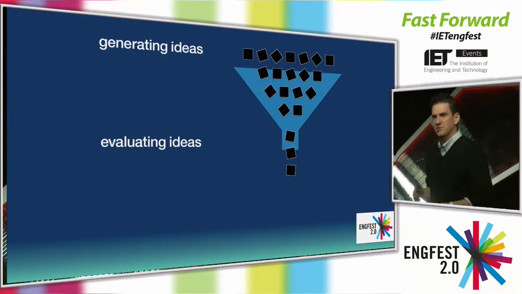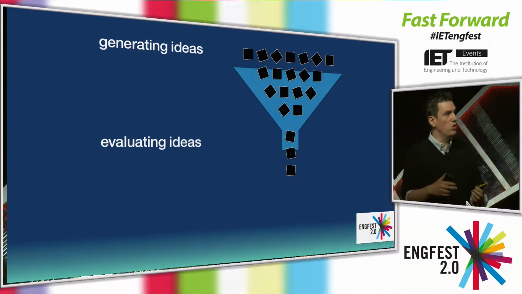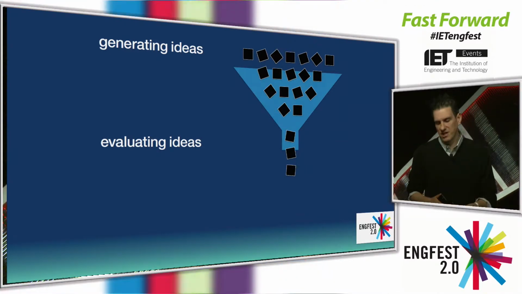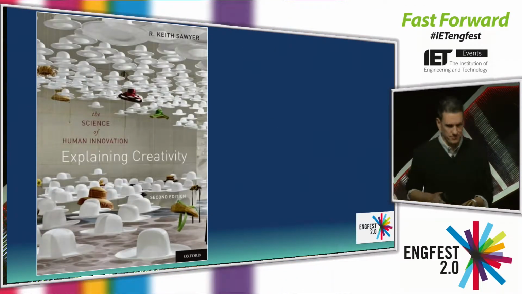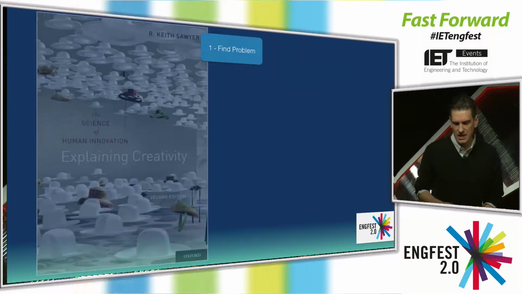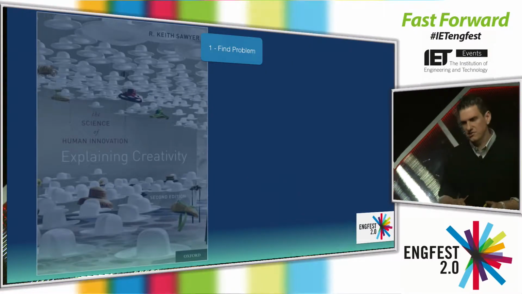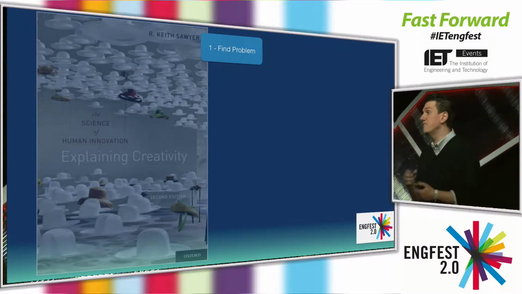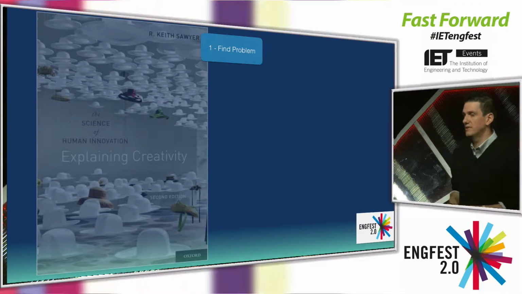But even those two steps aren't enough. The creative process is more than just these two stages. In fact, if I go back to Sawyer's book, he includes a description of the creative process in there. The first step, according to Sawyer, is to define the problem that you want to solve.